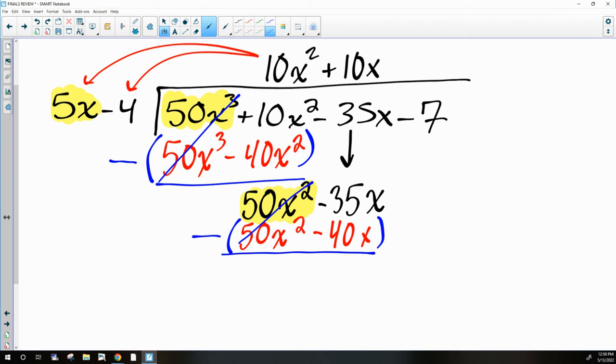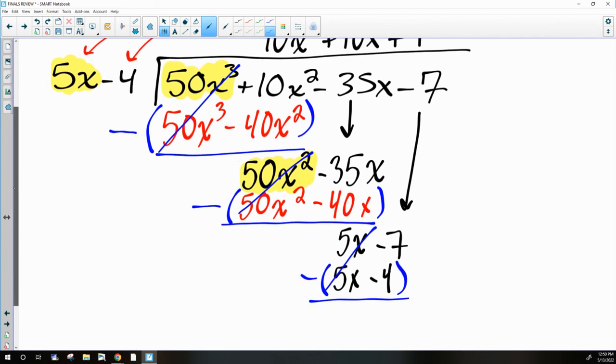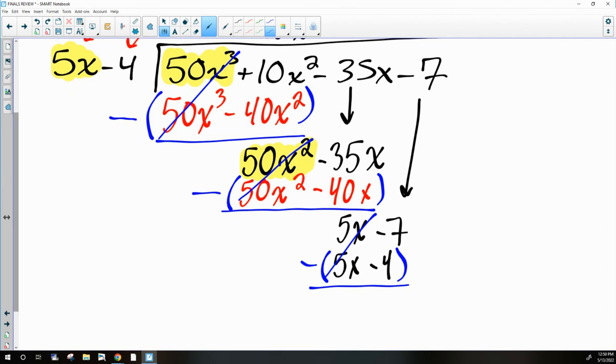That's 5x. Bring down the minus 7. One more to go. What do you multiply 5x by? You're right, it's positive 1. Just like before, we got to multiply the 1 through. 5x, and then minus 4. Put your parentheses. The first one cancels. Negative 7 minus negative 4 is negative 3.